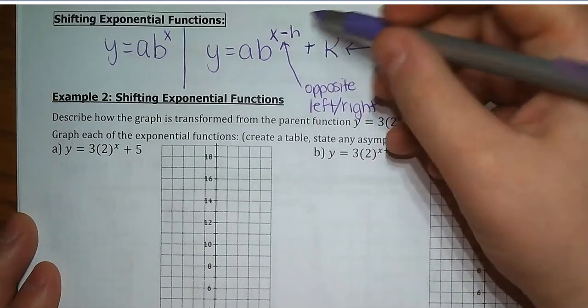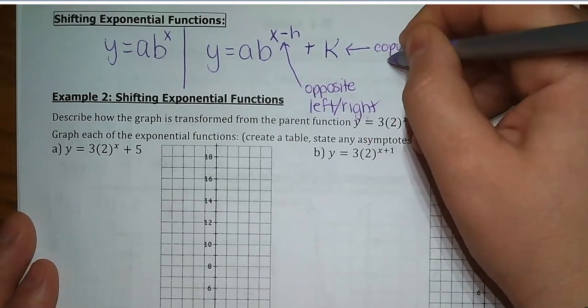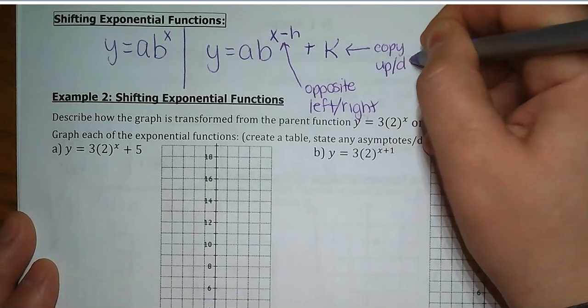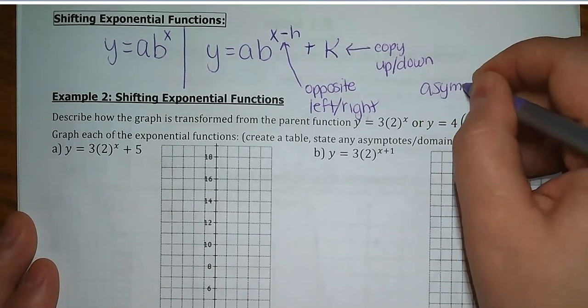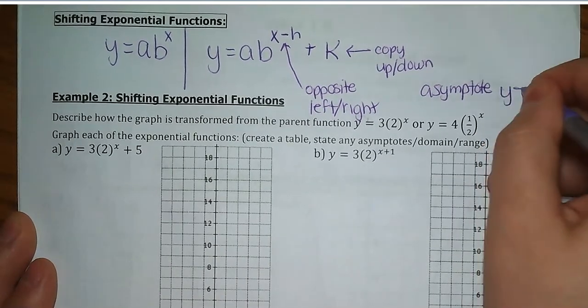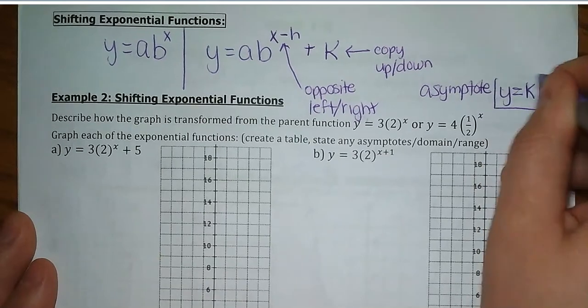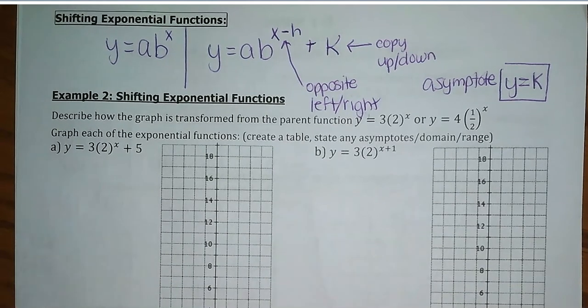Outside, not part of the operation with the exponent, if I have this k, this is going to copy whatever that is, and that's going to shift the graph up or down. And the other thing I'm going to write down here, that k value, is going to affect your asymptote. So whatever that k value is will be the asymptote. I didn't have any k values on the front, and so our asymptote was just y equals 0. So here, if we have a k value, which we'll see in a second, that's going to affect your asymptote, and that's actually going to affect how I would tell you guys to do the table.